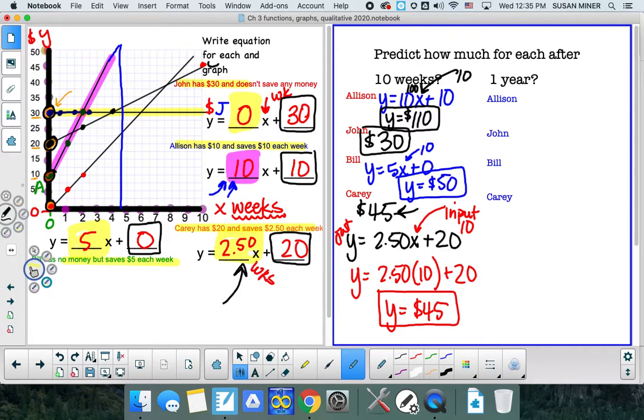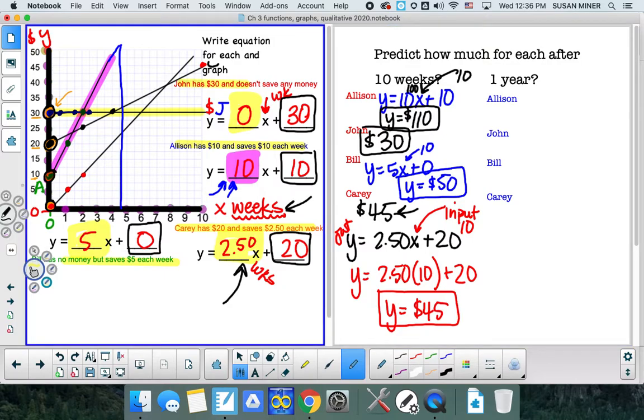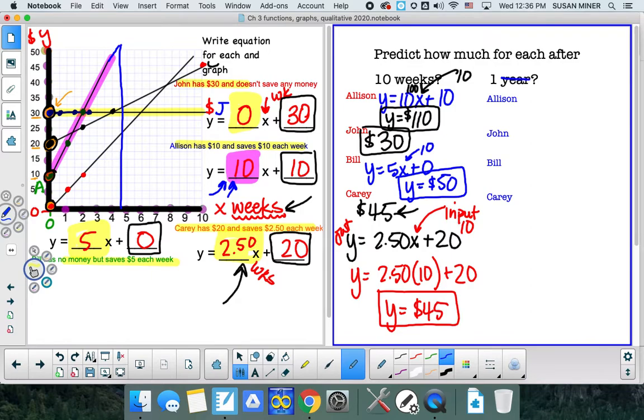Okay, then what about for a year? How could I predict a year? There's a couple of things that I have to be really careful about. Remember, my equation is in weeks. So if I'm going to predict for what they've saved in a year, then I have to change years. I can't just put a 1 in there. That's going to tell me 1 week, right? I have to change years to weeks. So how many weeks are in a year? 52 weeks in a year.